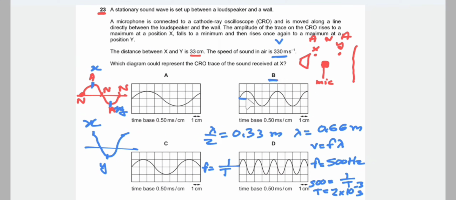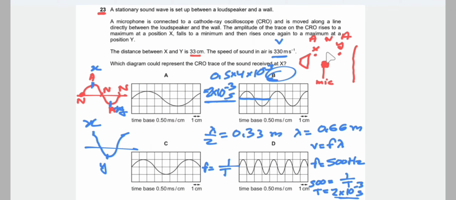So for the complete wave, that is 1, 2, 3, 4, that is 4 boxes, so 0.5 into 4. Since the answer is in millisecond, we need to convert this to second, that is 10 to the power minus 3 second. So 0.5 into 4 is 2 into 10 to the power minus 3 second, which is the same as the option. Therefore the correct answer is B.